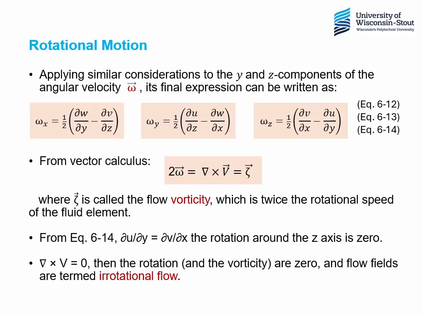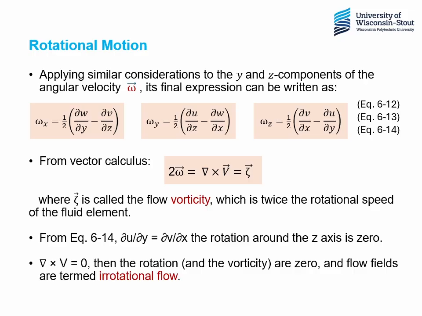This slide extends rotational motion into vector form. The angular velocity components can be written in terms of velocity gradients, and from vector calculus, we know that the angular velocity is equal to one half of the curl of the del operator on the velocity vector field, which is called vorticity, or zeta vector.